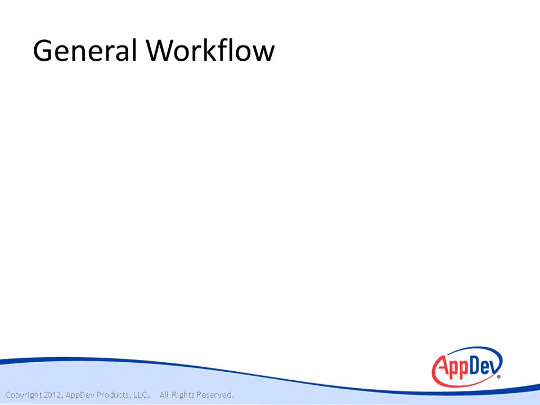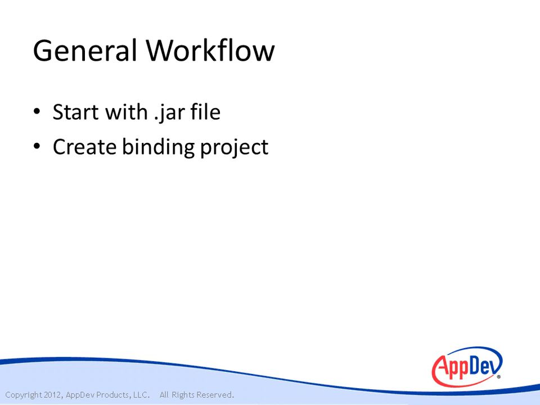The general workflow for using this new project type: we're going to start with a jar file. So let's say you've got some code that's been used for a couple of years and it's fairly reliable. There's no reason to convert that code into C#. So we've got our jar file. We'll create our binding project, add our jar file into that project, and then generate the bindings from that.